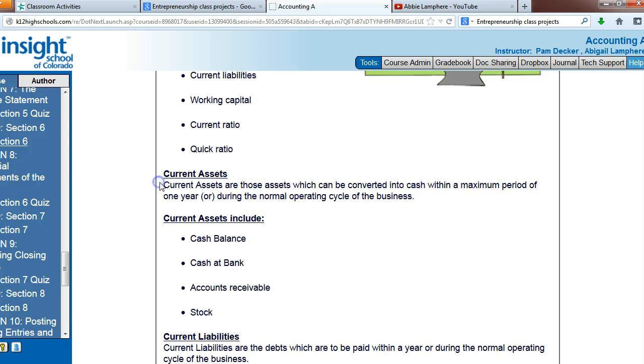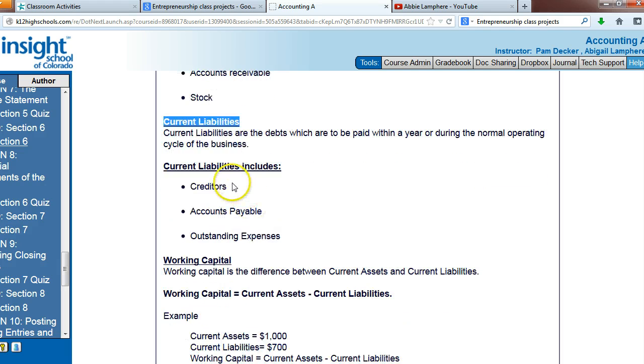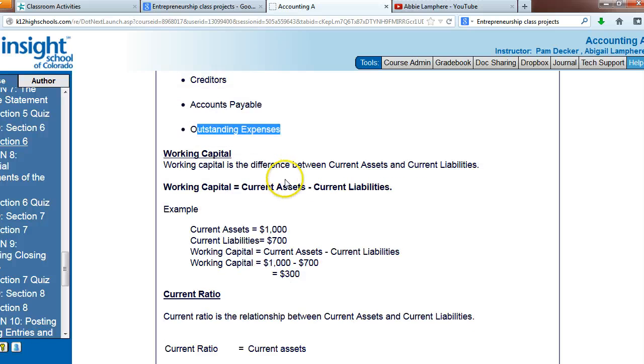Those are current assets. Current liabilities are the debts which are to be paid within a year or during the normal operating cycle of the business. This would be any creditors that we owe, accounts payable, and outstanding expenses that we still owe on within that year. Those would be current liabilities.